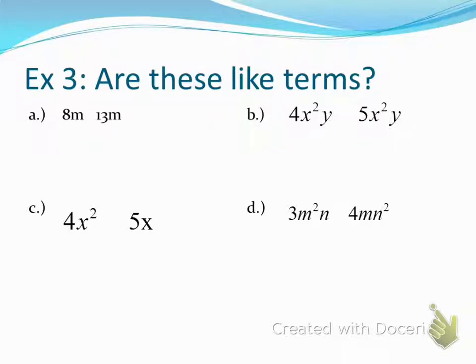On A, May, do we have like terms? Yeah. Yes, we do. The coefficients are different, but the variables and their exponents are exactly the same. What about on B? Dante, do you think those are like terms?